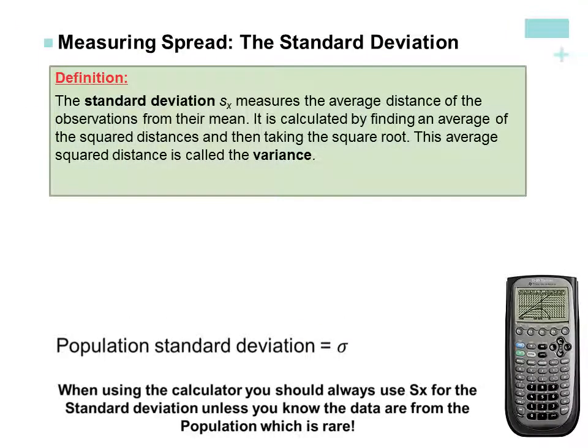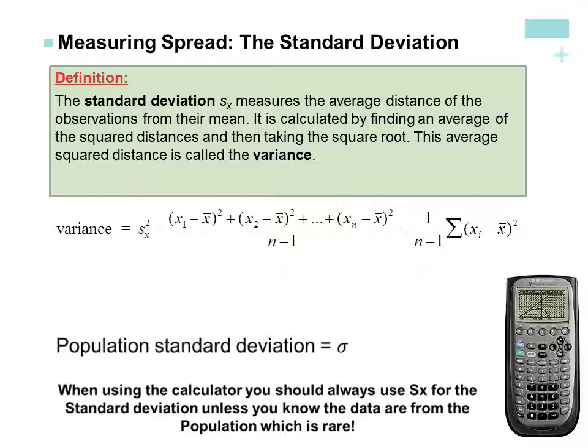This symbol right here, at the bottom, is your population standard deviation. So when you use your calculator, you should always use the sample standard deviation for the standard deviation, unless you know that the data are from the population, which is rare.